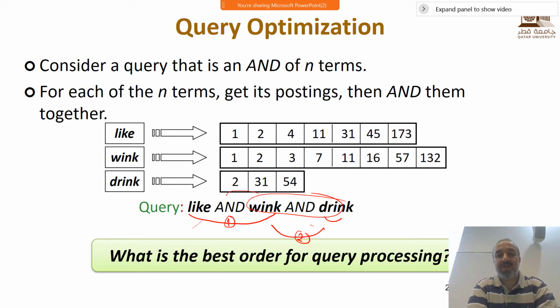We'll start here with the shortest of them. Which ones are the shortest here? We cannot start with one only. AND has two. So the shortest two here are drink and like, right? Why is it better?